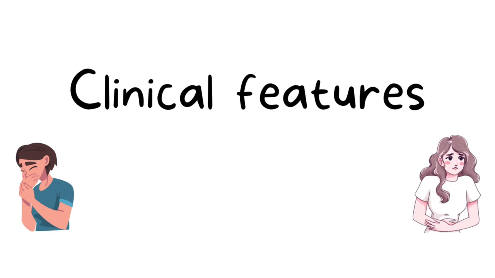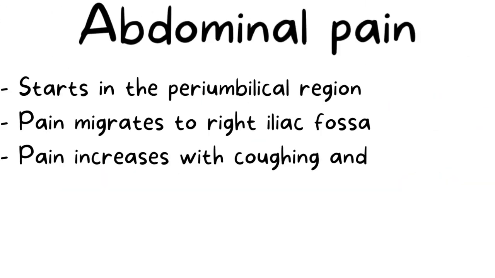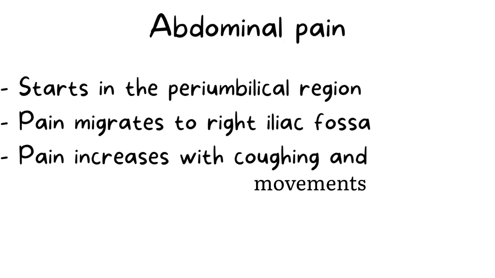Clinical features of appendicitis. The most classical feature is migratory abdominal pain, which starts in periumbilical region and spreads to the right iliac fossa region. Then anorexia, which means loss of appetite, and then fever, nausea, and vomiting can occur. About abdominal pain, remember about the migratory pain from the periumbilical region to the right iliac fossa region, and the pain is known to increase during coughing and movements because of peritoneal irritation.